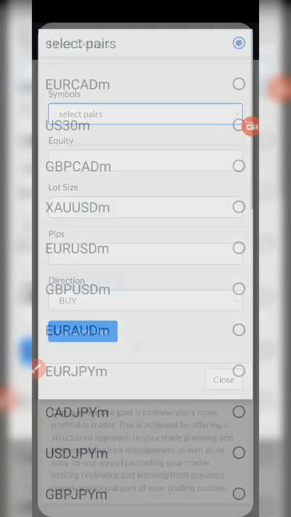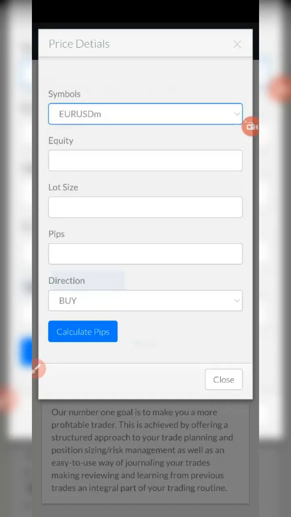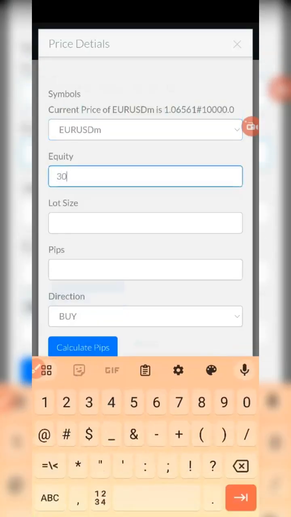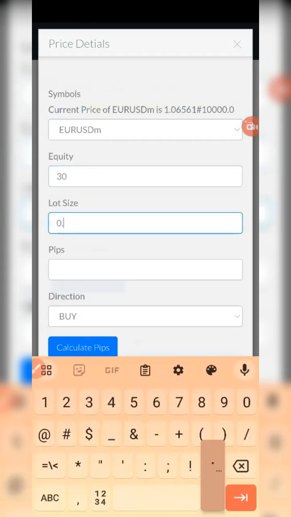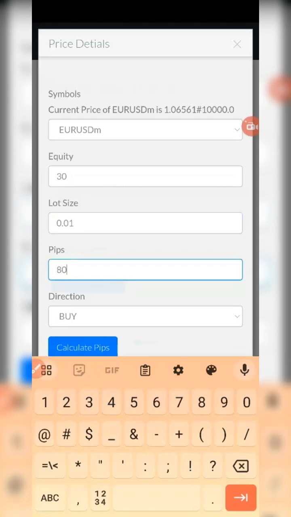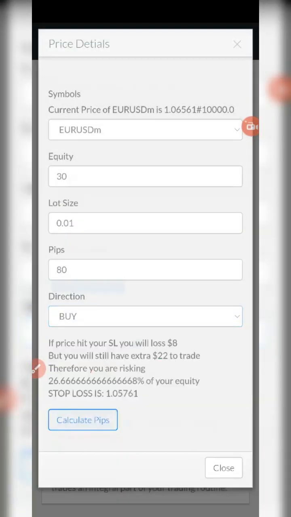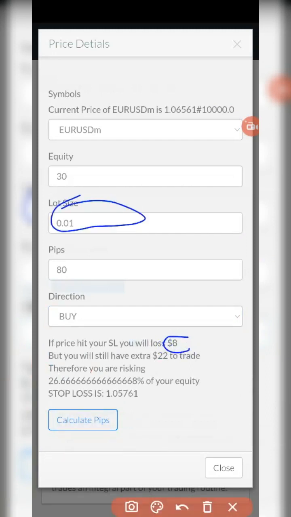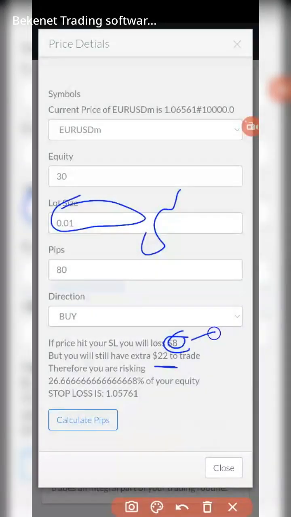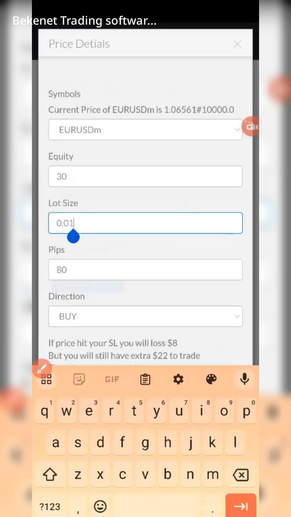If I have, let's say GBP USD, if I have $30 as my equity, I'm using a lot size of 0.01, and my stop loss, let's say 80 pips. What I'm risking here is just $8. As you can see, at 80 pips, which is very large, I'm risking just $8. I still have $22 if it hits stop loss. You understand, most times we do not hit stop loss, but we always prepare our mind for the worst. If it hits stop loss, what am I losing? Just $8.